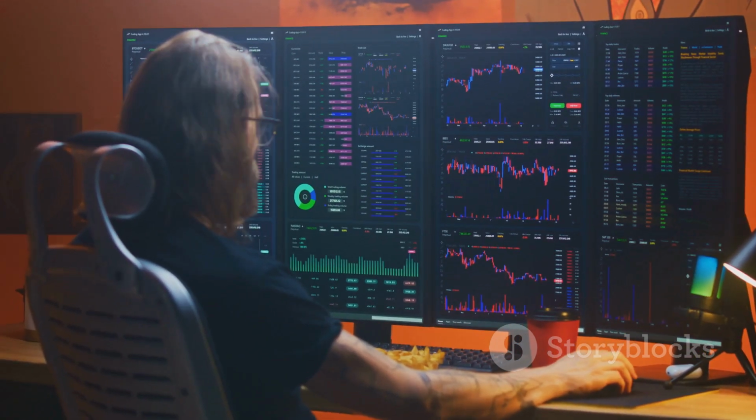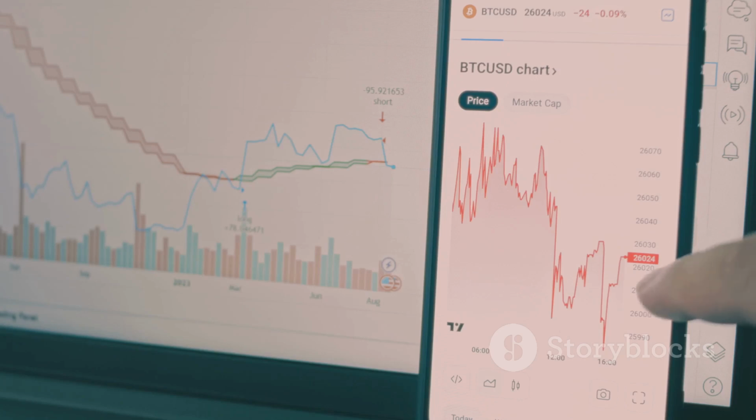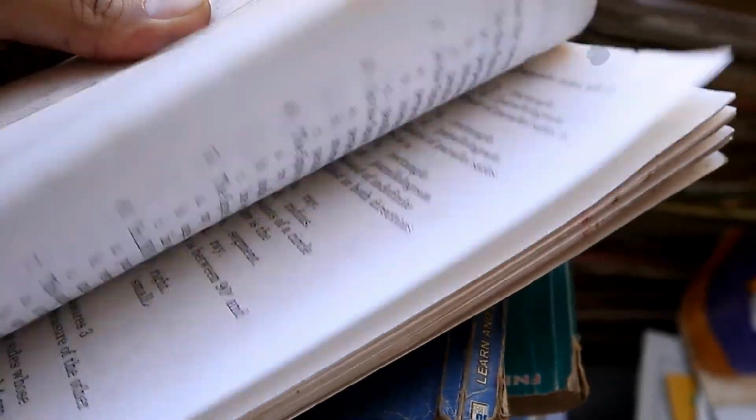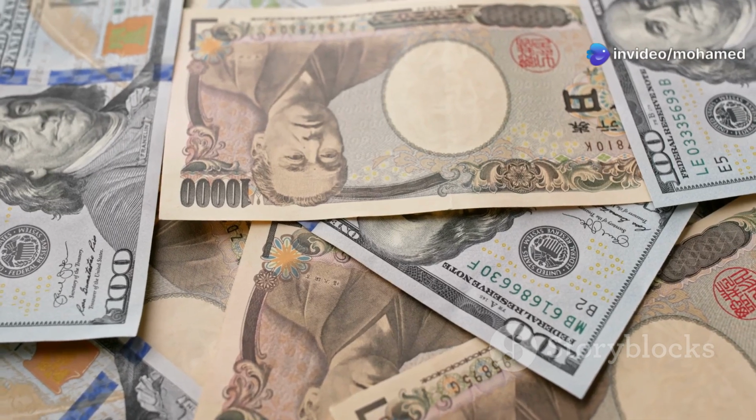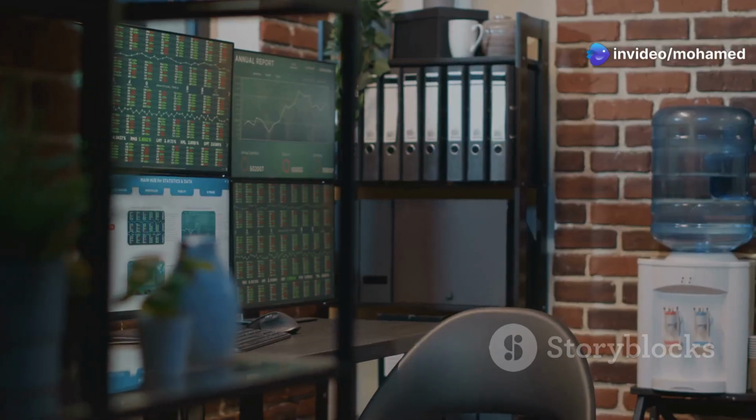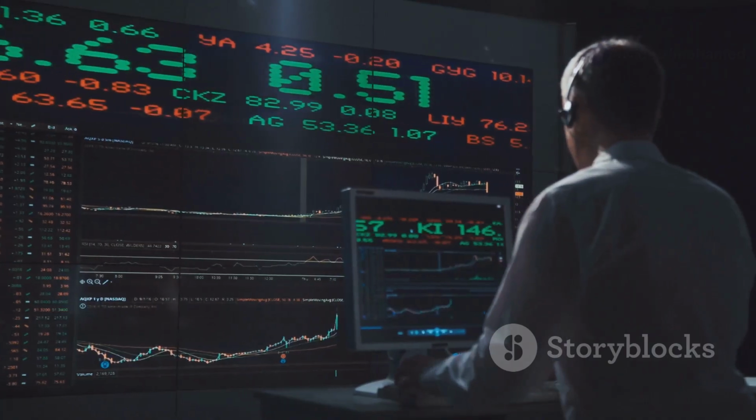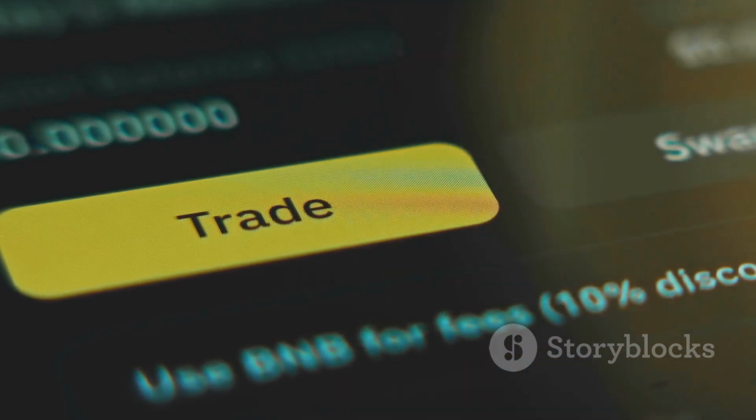EUR-USD is a classic starting point. It's the most traded, as we said. Lots of educational material on it. USD-JPY is another decent choice. Focus on understanding their movements. Learn how news affects them. Practice with a demo account first. Seriously, paper trade before real money.